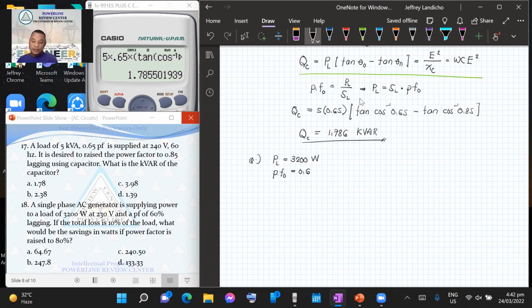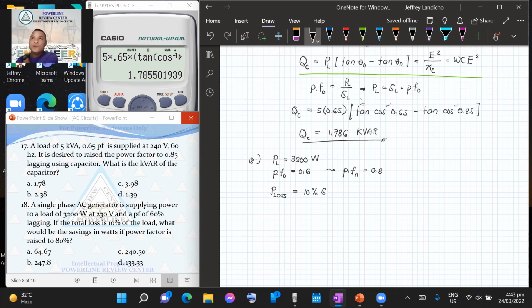Now, if the total loss is 10% of the load, what would be the savings in watts if the power factor is raised to 80%. So let us consider using capacitor bank or any given method, the power factor is improved from 0.6 to 0.8. Now, based sa problem, if we try to get the power loss, P loss, it is equal to 10% of the total load or the total loss, it is 10% of the load.